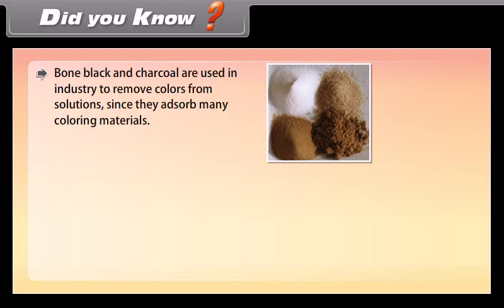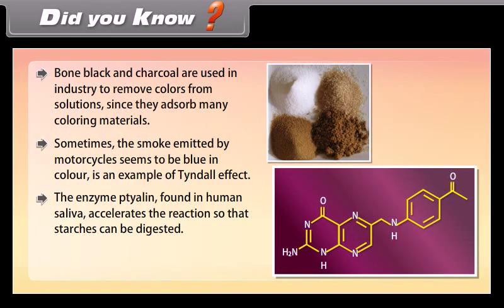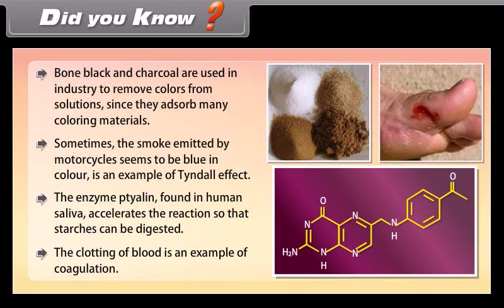Did you know? Bone black and charcoal are used in industry to remove colors from solutions since they absorb many coloring materials. Sometimes, the smoke emitted by motorcycles seems to be blue in color, is an example of Tyndall Effect. The enzyme tyolin, found in human saliva, accelerates the reaction so that starches can be digested. The clotting of blood is an example of coagulation.